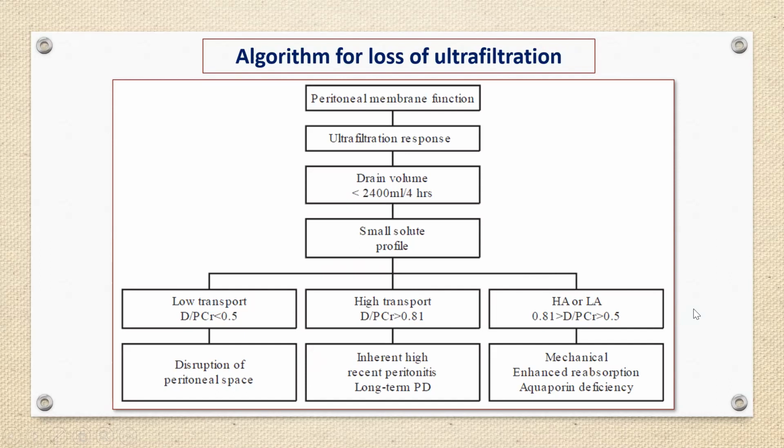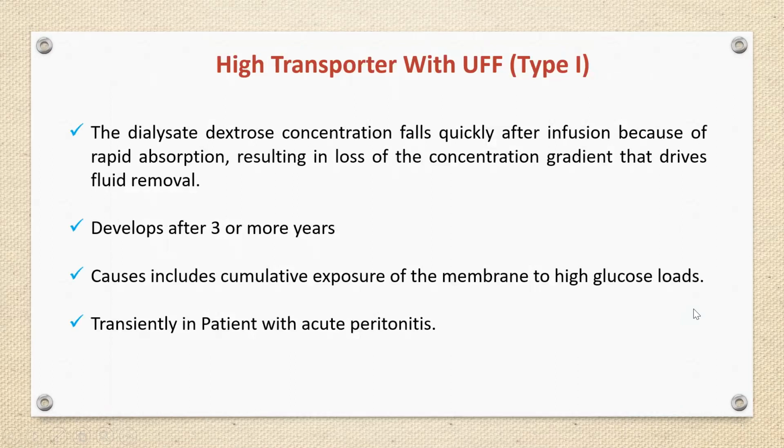enhanced reabsorption, aquaporin deficiency. So in a high transporter with ultrafiltration failure type 1, the dialysate dextrose concentration falls quickly after the infusion because of the rapid absorption. It results in a loss of concentration gradient that drives the fluid removal. It develops after 3 or more years, and causes include cumulative exposure of the membrane to high glucose load. It is transient in a patient with acute peritonitis.